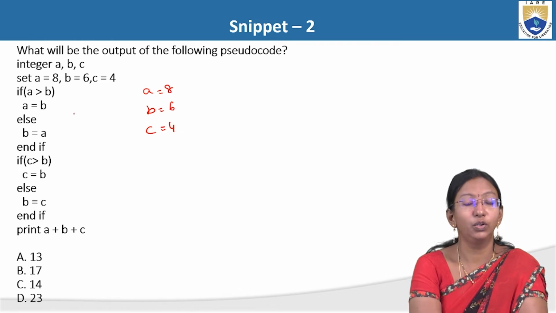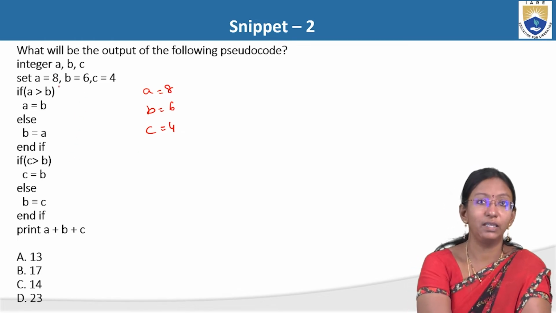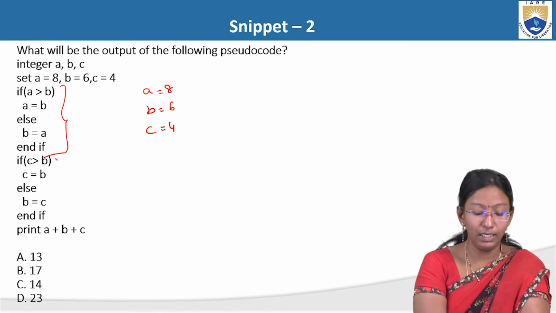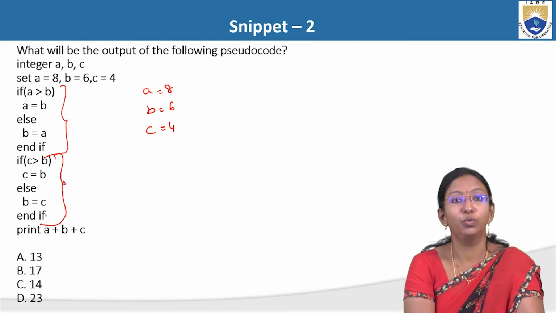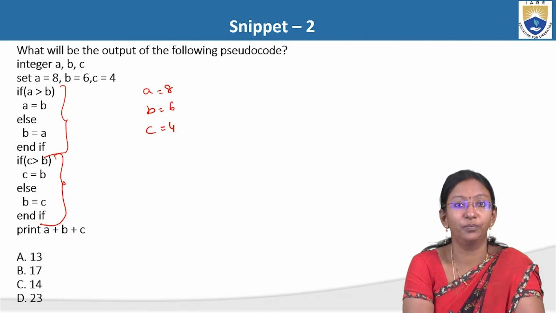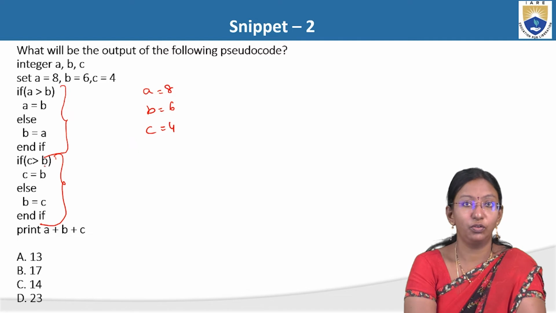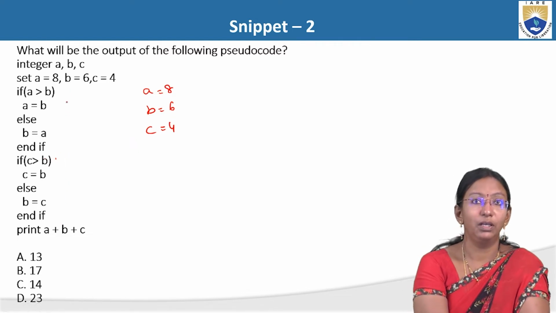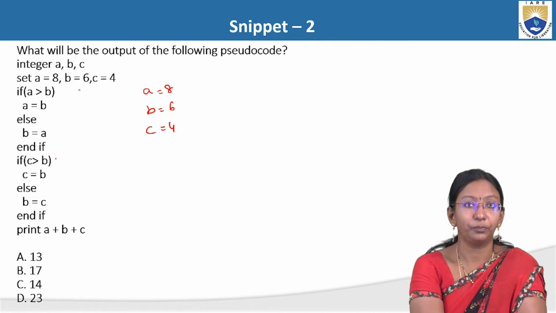Here there are 2 if statements. This is one if-else structure, and the other is this one. Two structures are given over here, and you have to evaluate both. It is not a nested one; one comes after the other. So let's evaluate the first one.